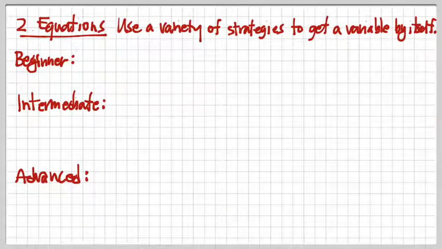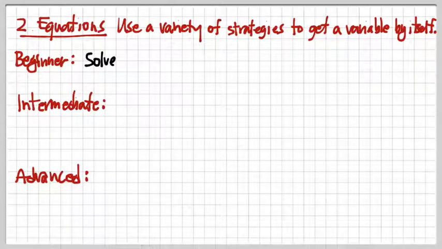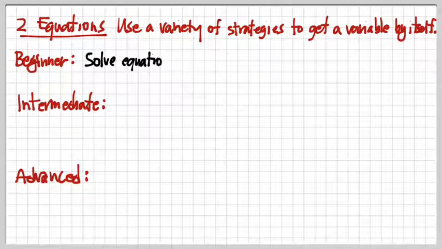So in our equation's goal, we're trying to take an equation and rearrange it in such a way as to get the variable in that equation by itself on one side. At the beginner level, we're just mostly trying to implement a strategy to solve an equation that has variables on both sides.